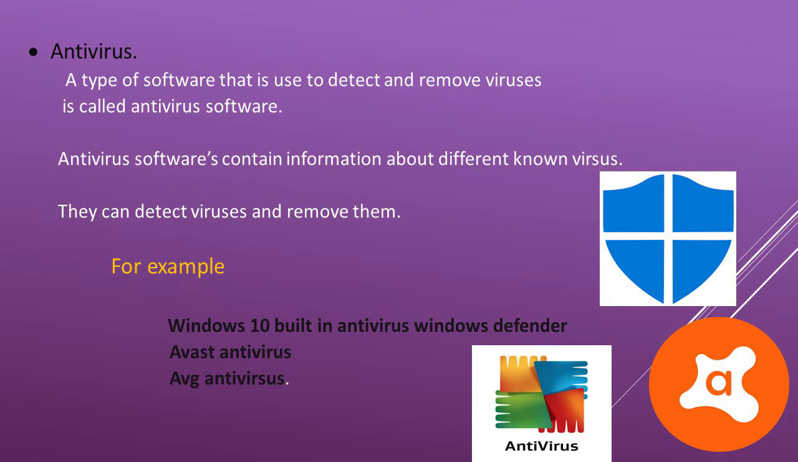Antivirus, a type of software that is used to detect the virus, is called antivirus software. Antivirus software contain information about different known viruses. They can detect virus and remove them. For example is Windows 10 Windows Defender, Avast Antivirus, Avira Antivirus.